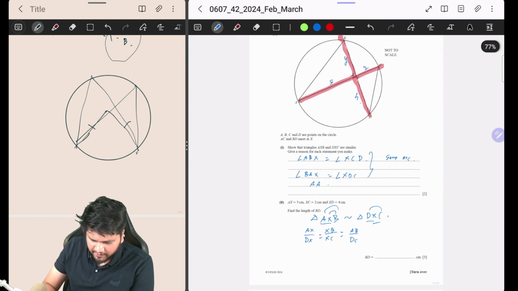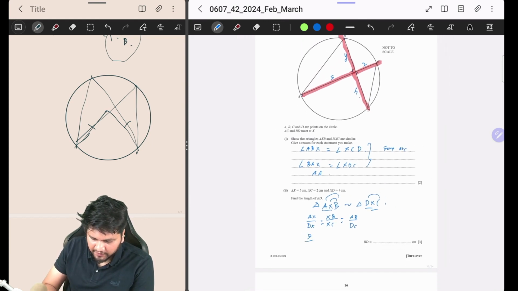Now I'll put the values. AX is going to be 5. DX is 4, which is equal to XB, which is Y, upon XC, which is 2. AB and DC we don't even require. So Y is going to be 10 by 4, which is 2.5. So overall BD would be 4 plus 2.5, which is 6.5. That's your answer.